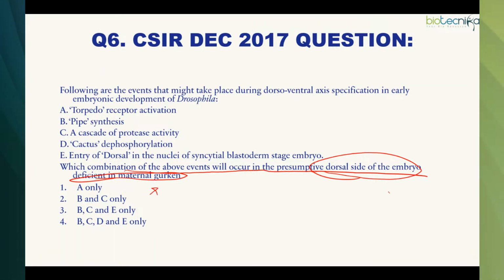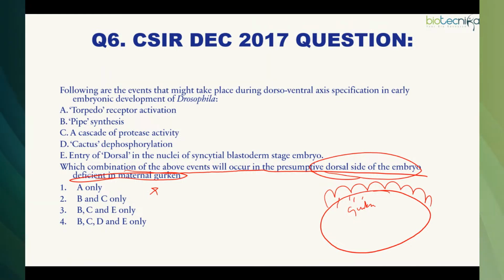That means the embryo's gurken signaling is not there. Now remember, gurken signaling normally activates the follicle cells on the dorsal side. But if gurken is not there, it will be the same as the ventral side, because in the ventral side you don't get gurken anyway. So what happens at the ventral side will be resembled in the dorsal side if the embryo doesn't have gurken.